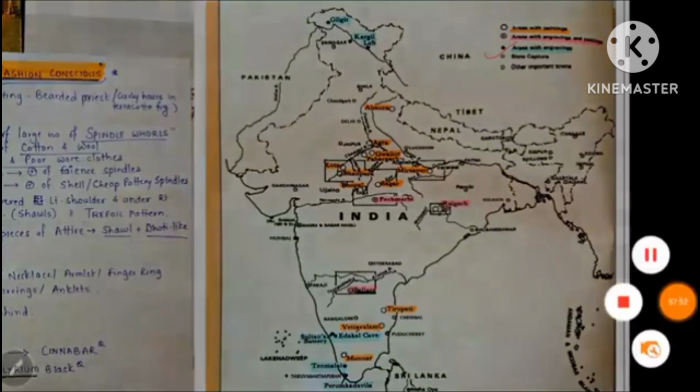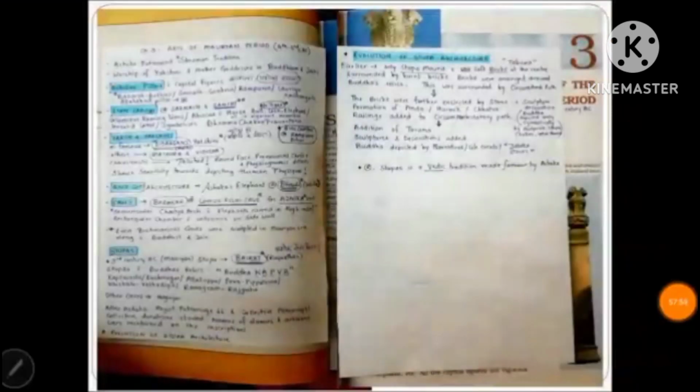This is chapter 3, Arts of Mauryan period. I hope it is clear. What I'll do is I'll post all my notes and send you a link, so that might help the future aspirants. But right now I'm really hard pressed for time, so I could just click pictures and make this presentation.